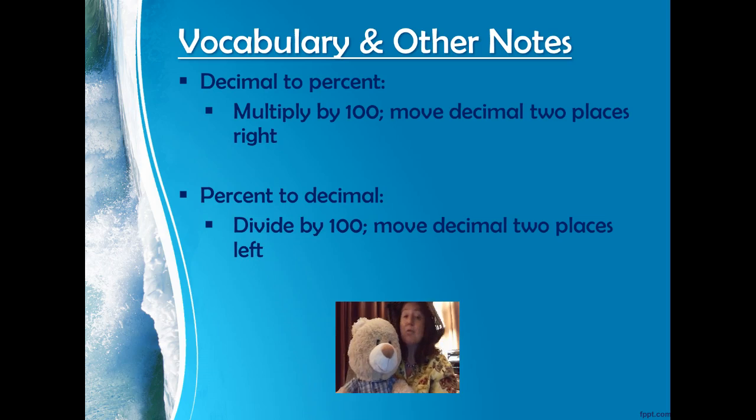When going from a decimal to percent, we're going to multiply by 100. This is going to move the decimal 2 places to the right. When going from a percent to a decimal, we will divide by 100. This is going to move the decimal 2 places to the left.